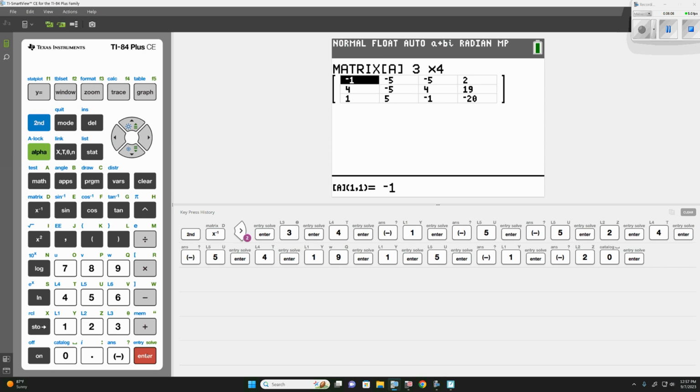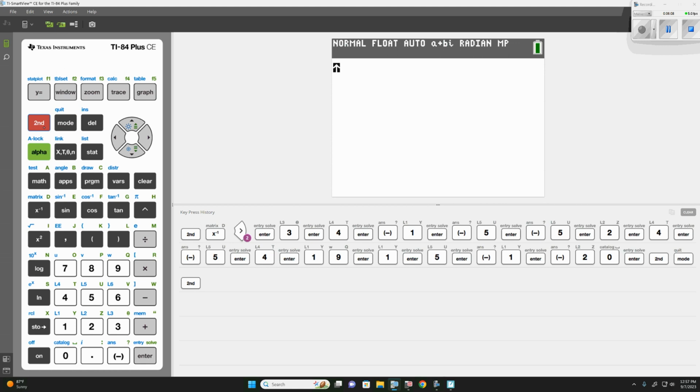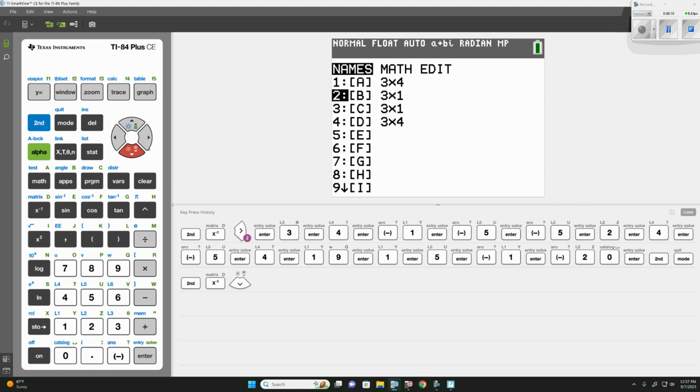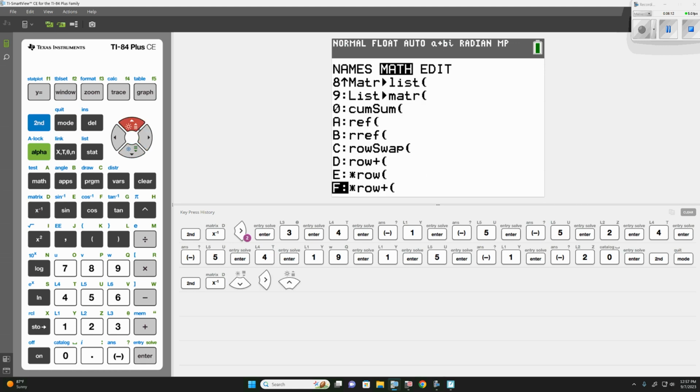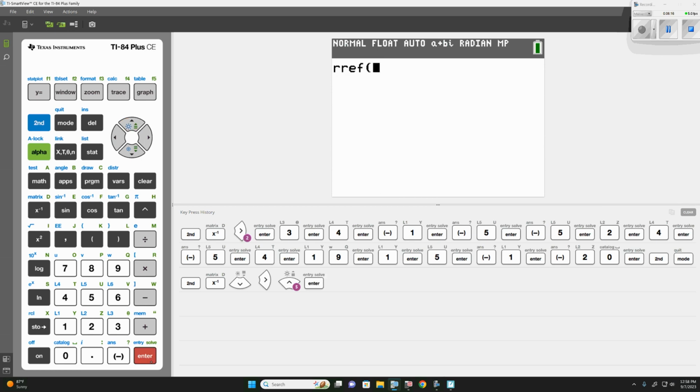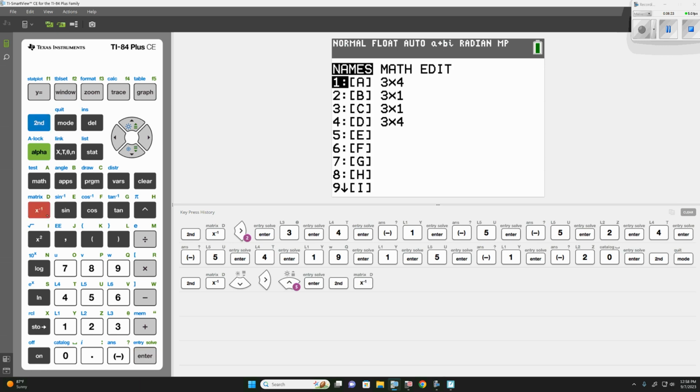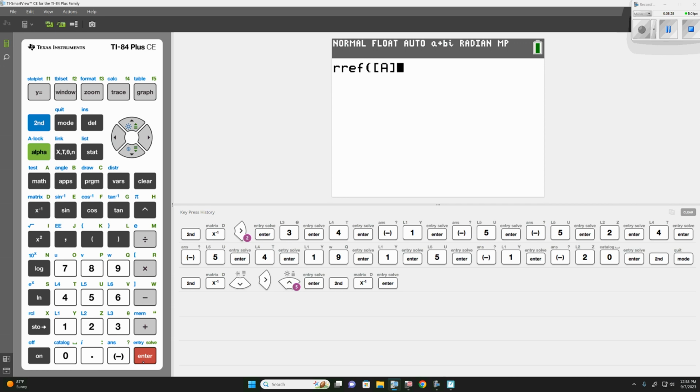Now from here, we're going to go second quit. Second matrix, over to math. And then we need to find REF. Then we need to recall the matrix we typed in. So we'll do second matrix A, and then hit enter one more time.